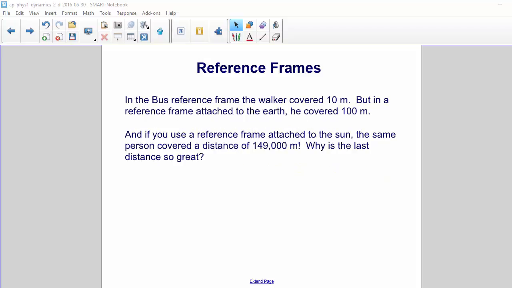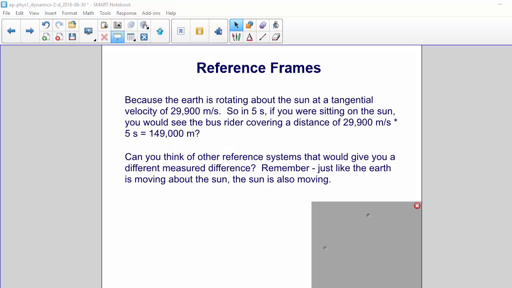In the bus reference frame, the walker covered 10 meters, but in a reference frame attached to the Earth, he covered 100 meters. And if you use a reference frame attached to the Sun, the same person covered a distance of 149,000 meters. Why is the last distance so great? Because the Earth is rotating about the Sun at a tangential velocity of 29,900 meters per second.